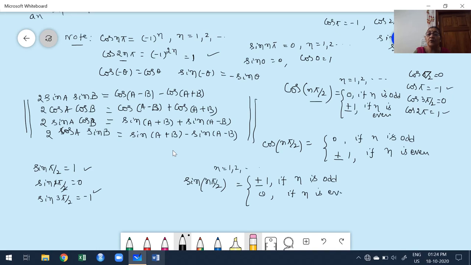You must remember this. We can't write a definite value for cos n pi by 2 or sin n pi by 2 in the range 1 to infinity; it depends upon the particular value of n. Now this much is clear. In the next class, I'm taking some problems on how to construct the Fourier series. Then it is very easy to construct the Fourier series in the corresponding interval.